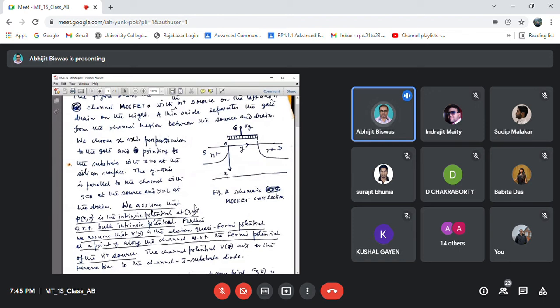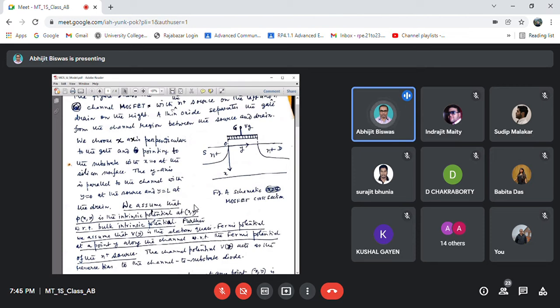and we assume Vy, that is the electron quasi-Fermi potential at a point y along the channel with respect to the Fermi potential of the N plus source. Suppose N plus source is grounded, therefore here the potential is 0, and at the drain terminal it is VDS. And in between, we can assume there is a linear increase of this potential Vy from source to drain region. So therefore, we can express it simply by Vy equal to y by L into VDS.